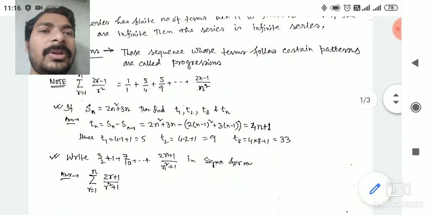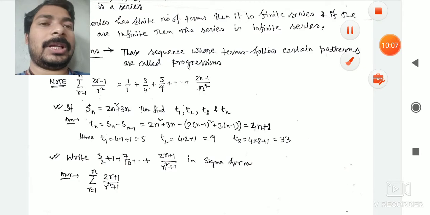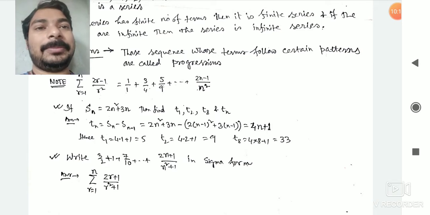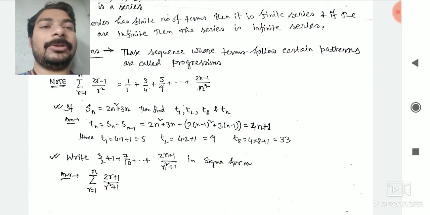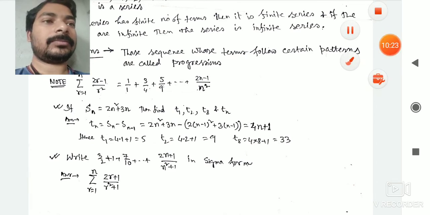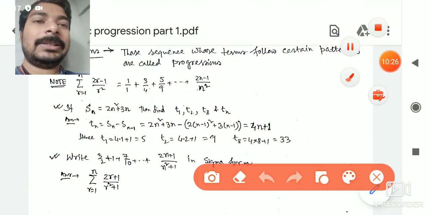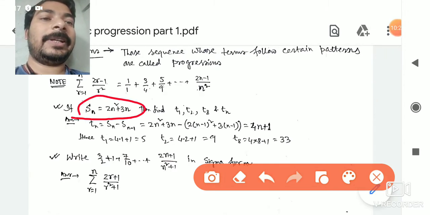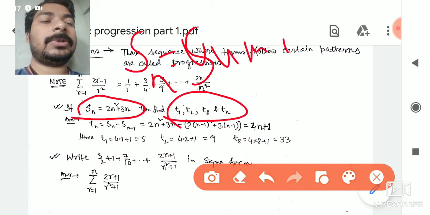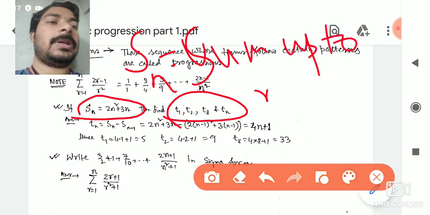Now another type. Look, these are very minute things of this chapter. Many students overlook these things, but you have to remember this one. In short questions and MCQs, you must apply these ideas. Now Sn is equal to 2n square plus 3n. Find the values of t1, t2, tn. Now Sn means it is actually the sum up to n terms.